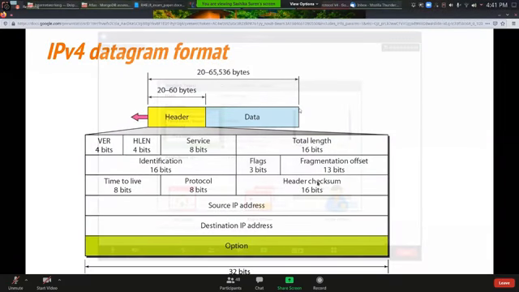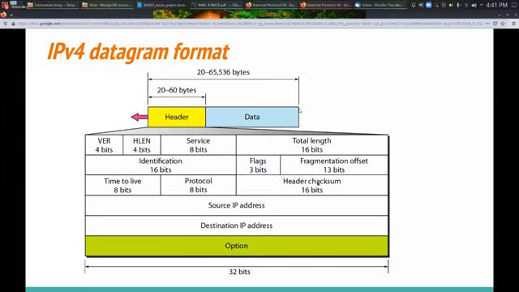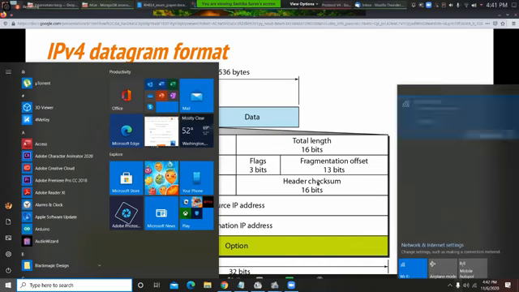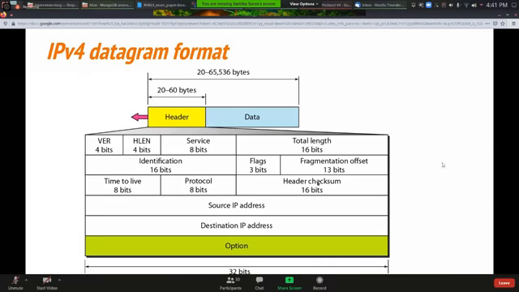Right. Okay. Hope you can see the presentation. Can everyone see the presentation? Yes, sir. Now, what we are going to discuss today is the header.